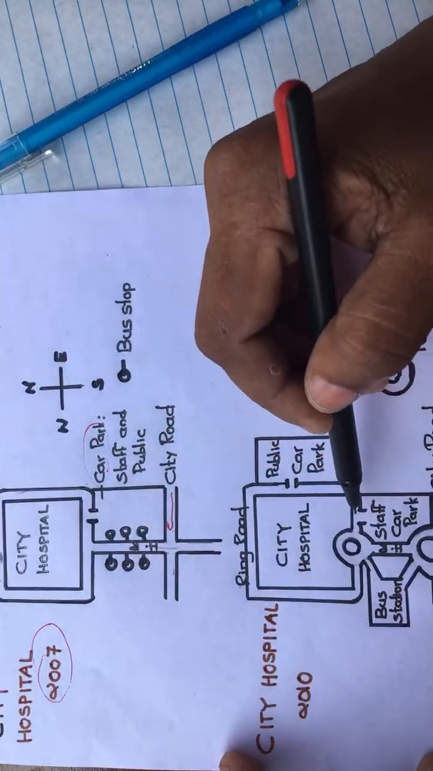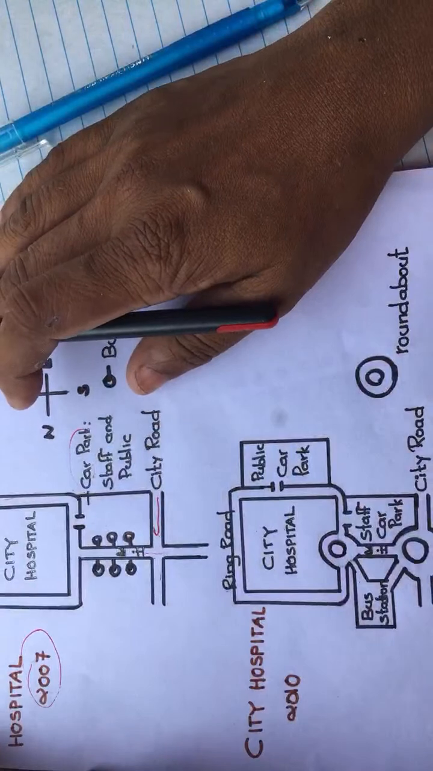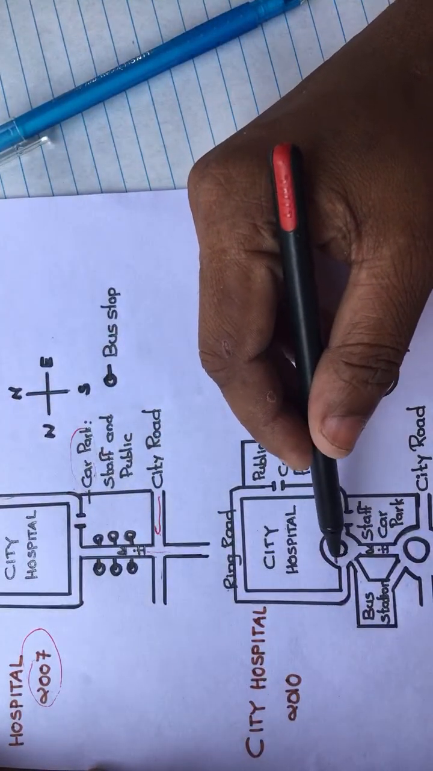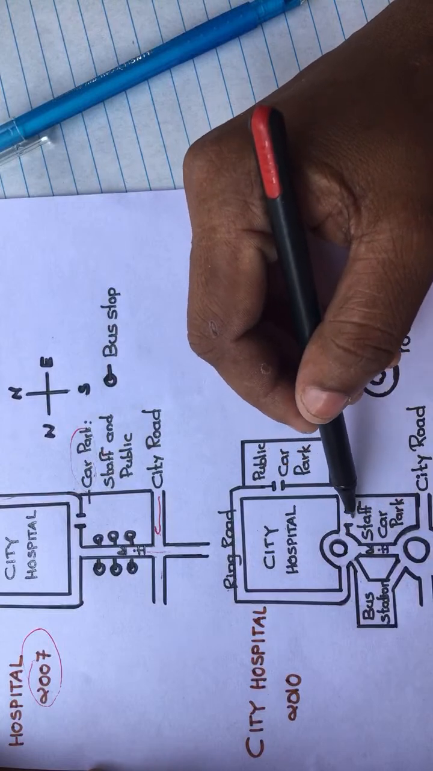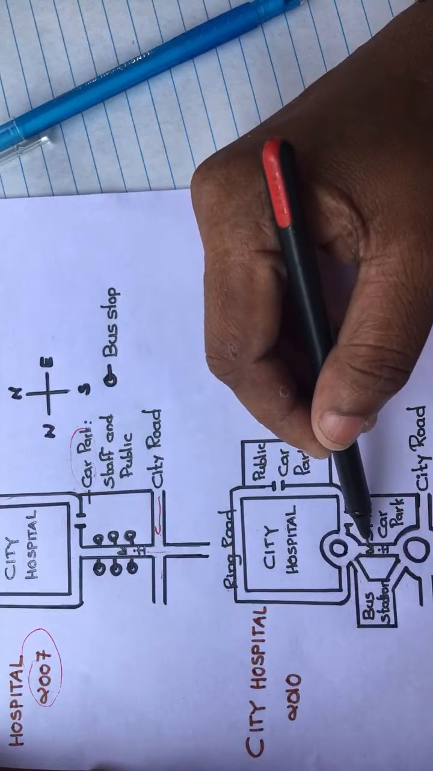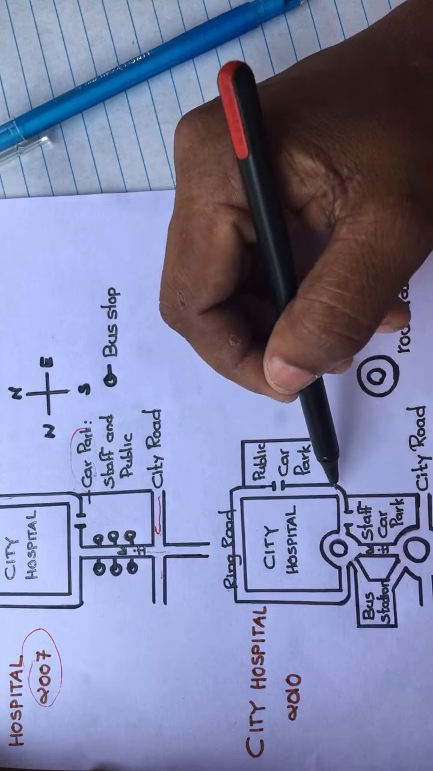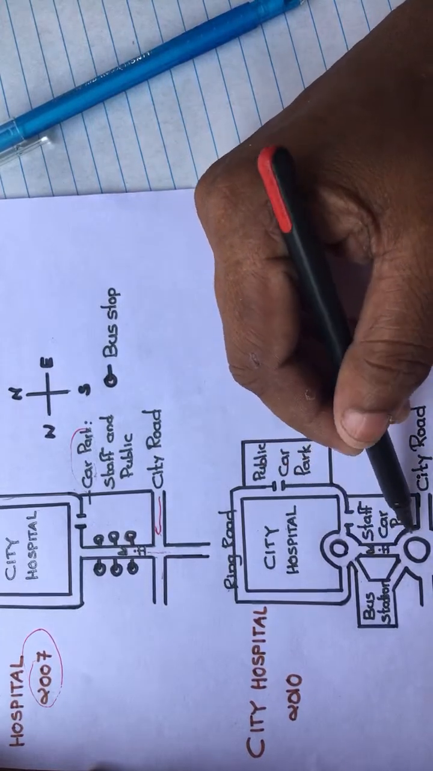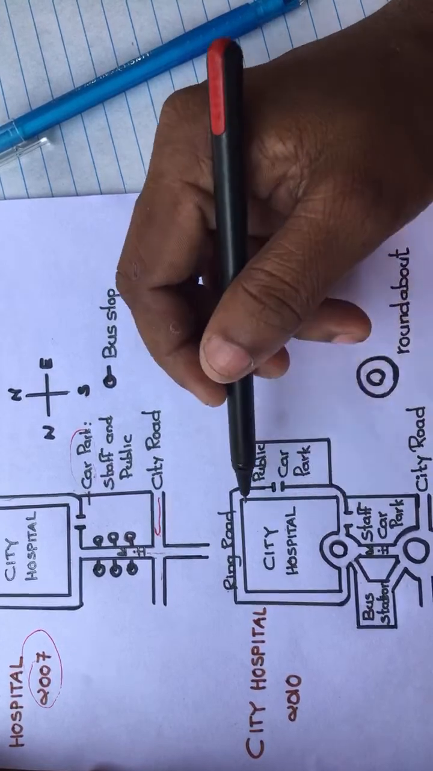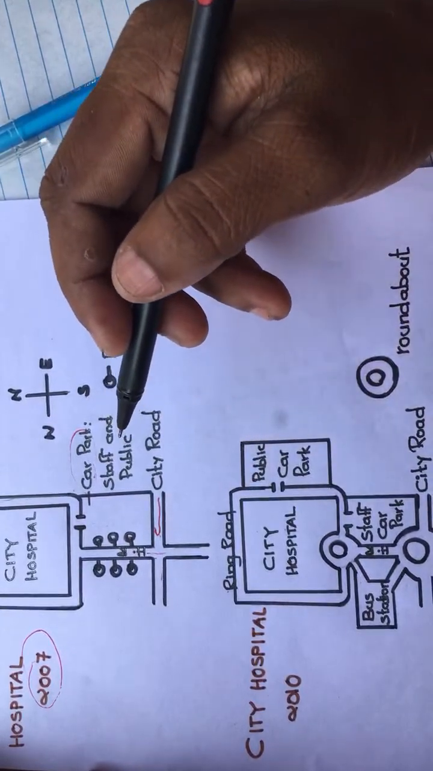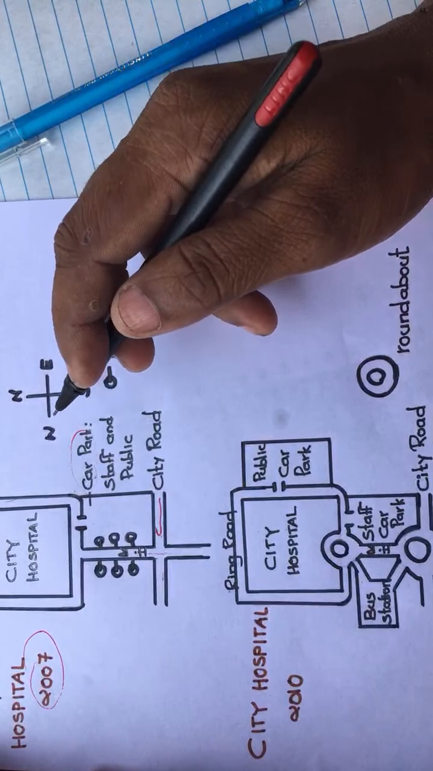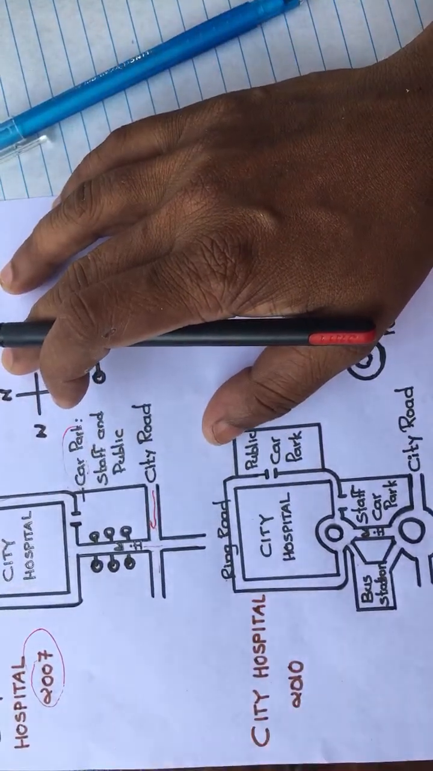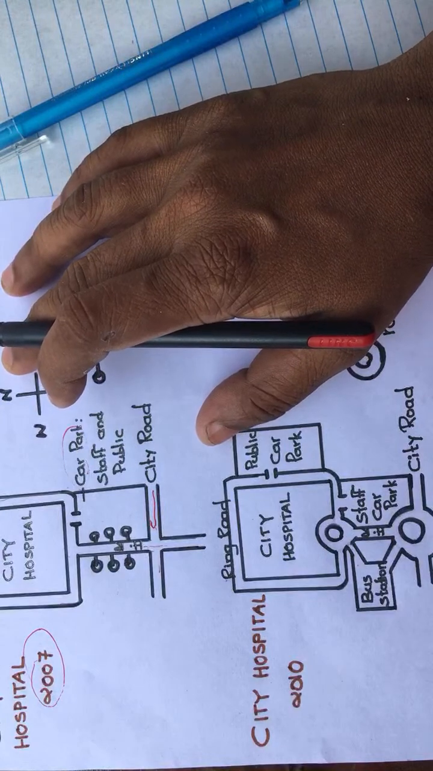But here what happens, this is just about the roundabouts. So you can take a turn wherever. This is a detour, you can take any turn anywhere. You can go to the hospital or the public car park, staff car park, or bus station, or even to the city road. It is accessible. So it is very important that you understand the real perspective of this diagram.